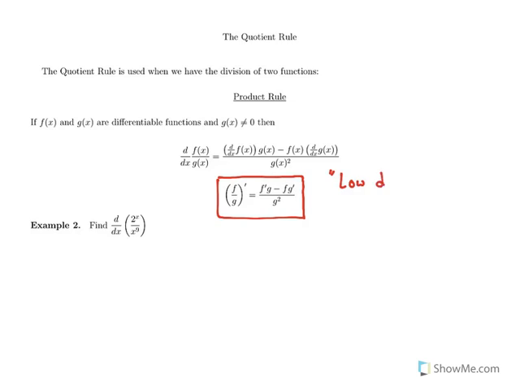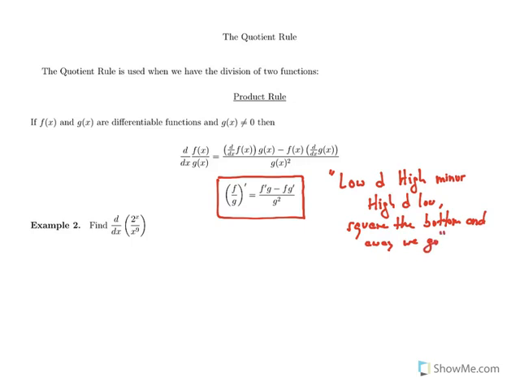Low D high minus high D low, square the bottom, and away we go. And this is a silly little rhyme that helps us remember this formula.